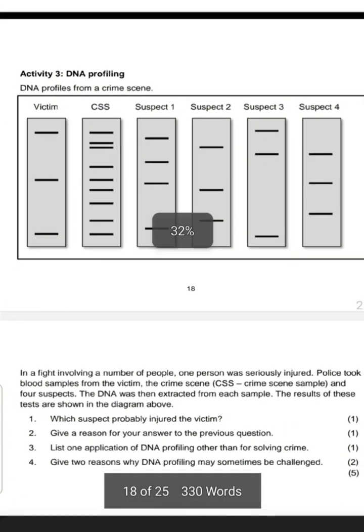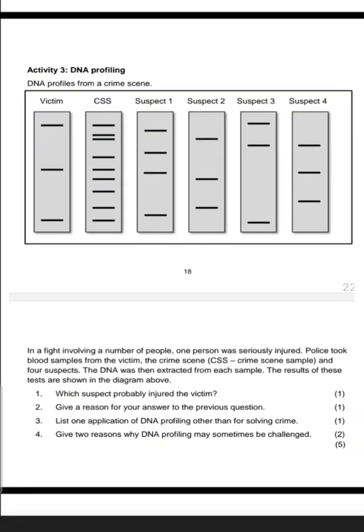So here's the question which you can try to attempt. Let me briefly explain it to you then. This is the victim's tray. First, let's read the question. DNA profiles from a crime scene. So this one is the crime scene. These are the 4 suspects.